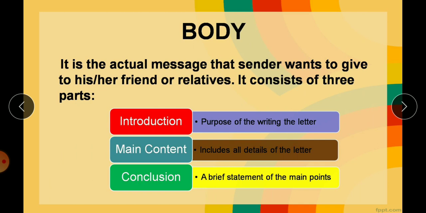Then body of the letter. Now body includes, it is the actual message that sender wants to give to his or her friend or relatives. It consists of 3 parts. Now the body of the letter is the actual message. वो actual letter है जिसमें आप सारी details fill in करते हैं what you want to say to the person whom you are writing the letter. Now it consists of 3 parts: introduction, main content and conclusion.